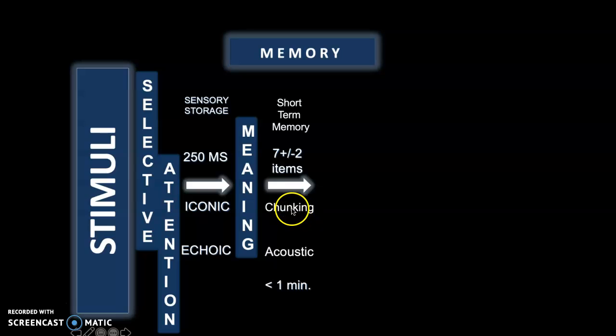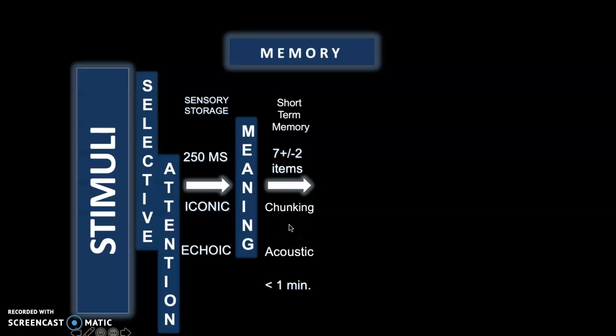To expand the capacity of our short-term memory, we often make chunks. We use acronyms. We say FBI, CIA. Those are shorter versions of the longer words that they represent. We chunk things like actress, and that tells us the person's gender and their profession. Most of the things in short-term memory are stored acoustically, so through sound.